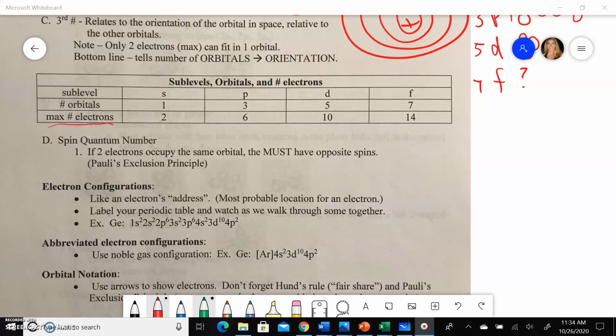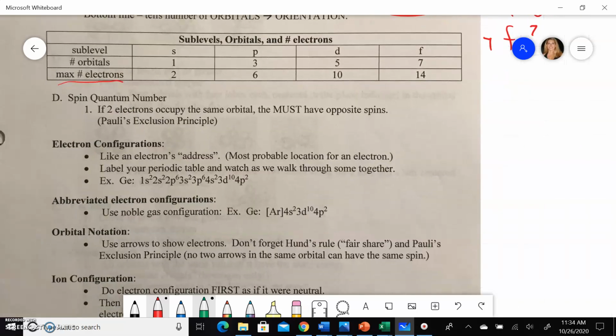And then the last quantum number has to do with spin, and this says that if 2 electrons occupy the same orbital, they have to have opposite spins. And this is called Pauli's exclusion principle. We did this when we did orbital notation with the arrows that I'm getting ready to talk about in just a minute.